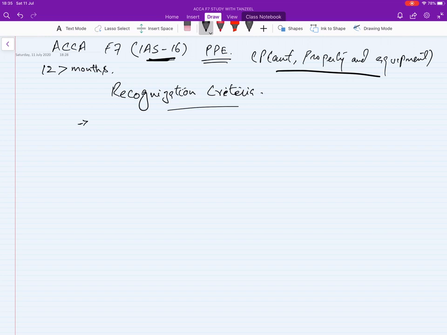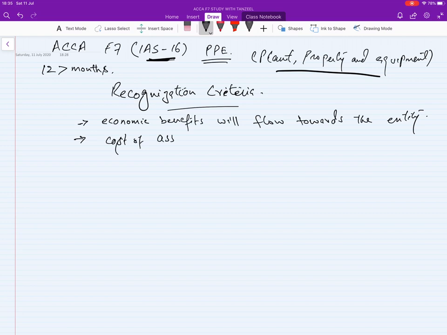If because of this asset the economic benefits will flow towards the entity. And the second criterion is that the cost of the asset can be measured reliably. So these two are the criteria.